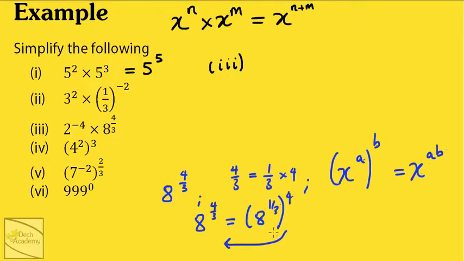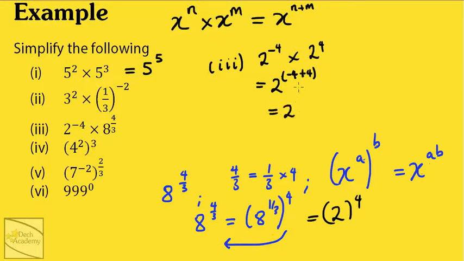Now, by doing what I just did, I can ask myself, what is 8 raised to the power of 1 over 3? Well, that's the cube root of 8, which is 2. So this expression is the same thing as 2 all raised to the power of 4. So I can now come back and say, what I've been given is 2 raised to the power of minus 4 times 8 raised to the power of 4 over 3, which I've determined to be 2 raised to the 4. So what I have is 2 raised to the power of minus 4 plus 4, which is equal to 2 raised to the power of 0, which is equal to 1.